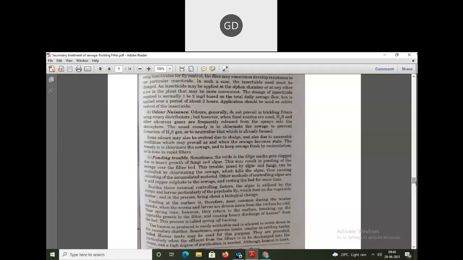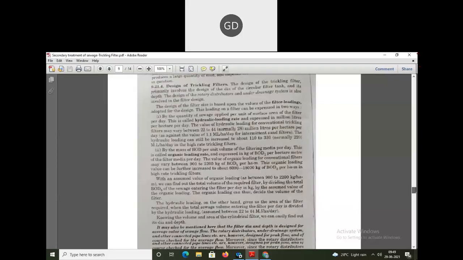So this trouble is caused by the algae and fungi, and they can also be controlled by chlorinating the sewage, which will kill these algae, and that will also cause unloading of this material. Another method is also there: if you add copper sulfate to the sewage and rest it for some time, then this algae also gets removed. Okay, so that is your ponding trouble.